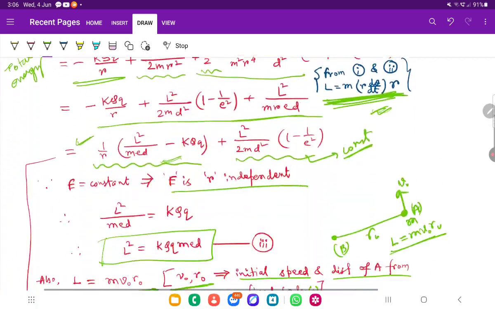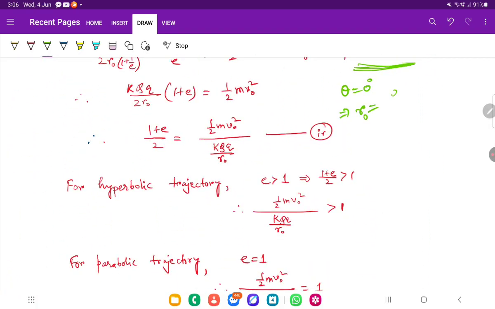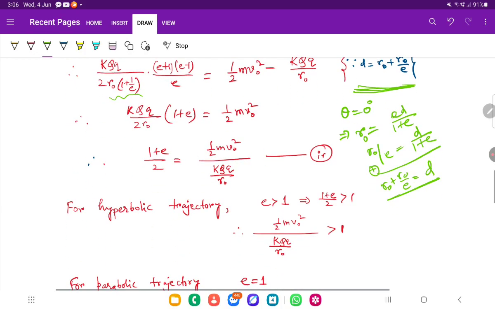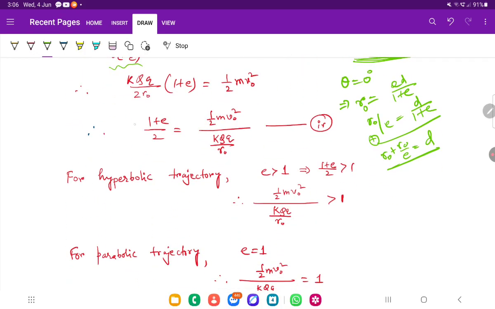we will get Ed upon 1 plus E, right? Ed upon 1 plus E. So R naught upon E will be D plus 1 upon E. Now you add these two terms, R naught plus R naught by E, you will get this as D. So that's the simple substitution I have done here. And again, the rest you can understand by yourself, and we got to this result, that 1 plus E upon 2 is equal to half m v naught square upon k q upon R naught. This is the initial kinetic energy.